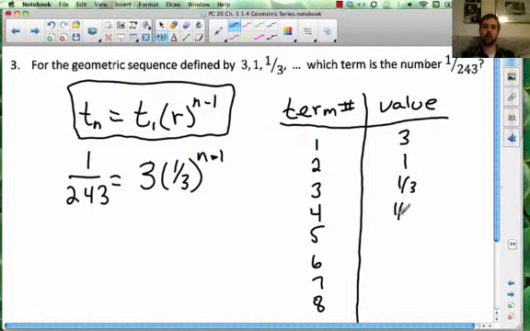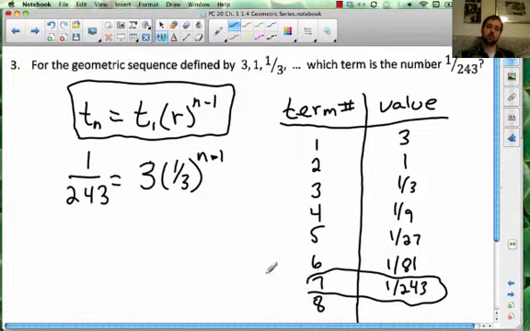So we divide by 3 again, we get 1/9. We divide by 3 again, we get 1 over 27. Divide by 3 again, we get 1 over 81. And if we divide by 3 again, we get 1 over 243. So it ends up being the 7th term. So right away we can say that T7 equals 1 over 243. And we'd be right. There is another way to do it. It involves a little bit of trickery, but I'll show you how.